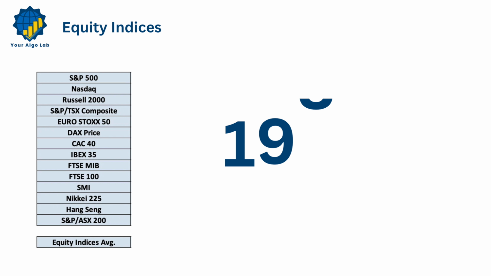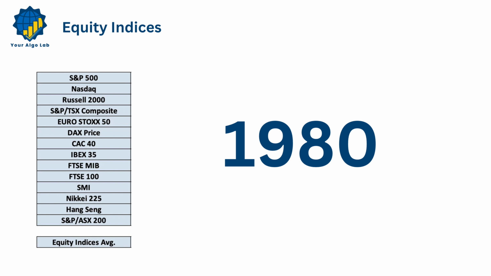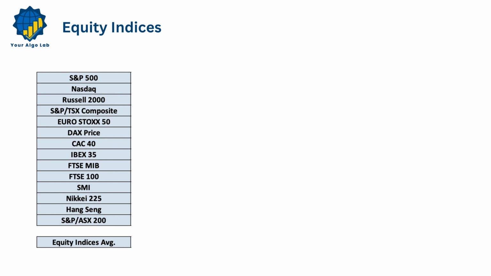We've collected data starting from 1980. For indices that began trading after this date, we've used the earliest available historical data. We've chosen price indices because reinvested dividends can distort the calculation of the long-term moving average.